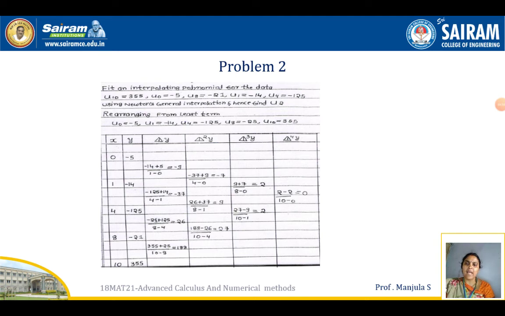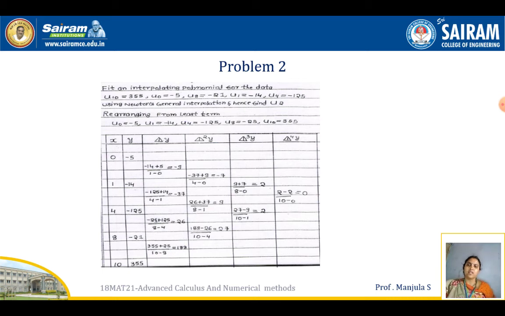Fit an interpolating polynomial for the data u10 = 355, u0 = -5, u8 = -21, u1 = -14, u4 = -125. These values are given in the question.